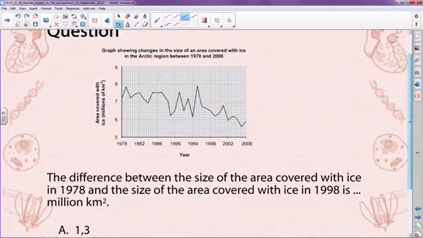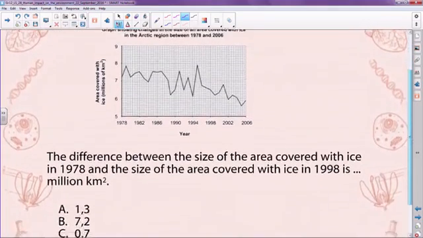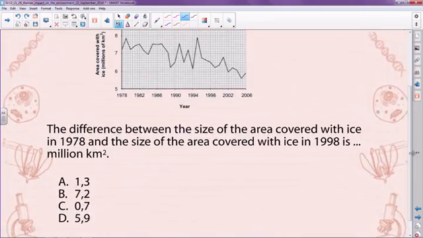Okay, so there's the graph. I'm going to bring it up. You can see I'm going to do that, and there it is. I'm going to give you a quick minute. Let's see what it is first.